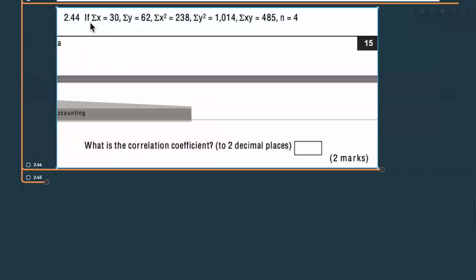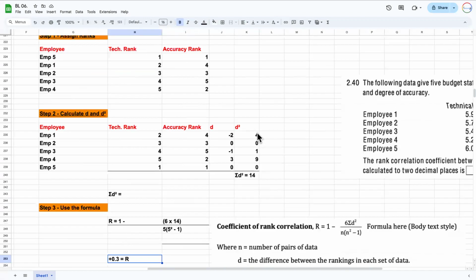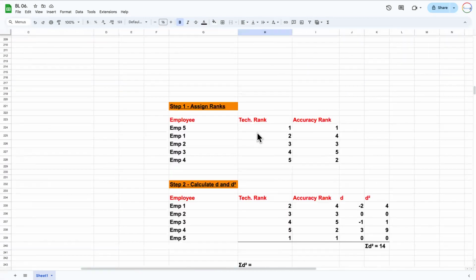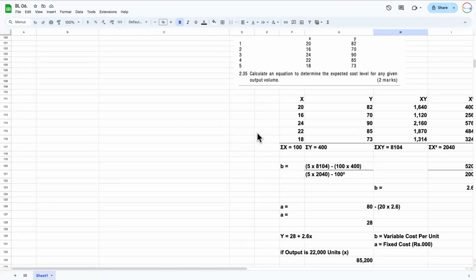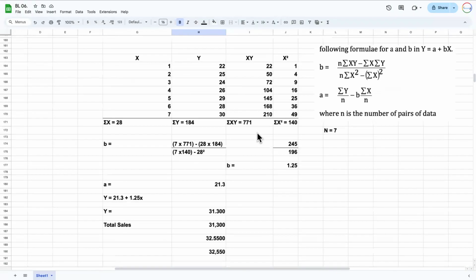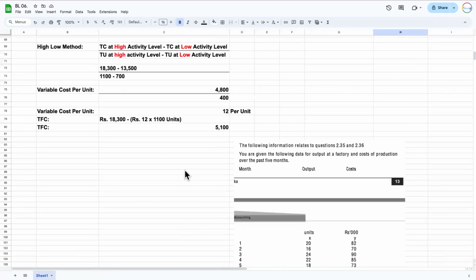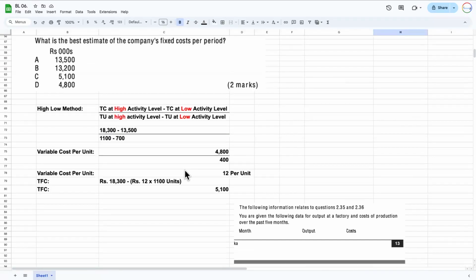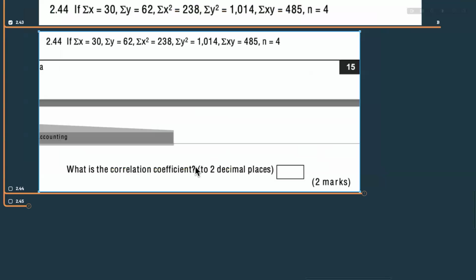And 2.44, they are giving some data. If sigma x something something, what is the correlation coefficient? Right? We know the formula for the correlation coefficient. If we put the formula, we can have the answer. We have done so many questions. So what's the answer to 2.44? Very simple, students. Very simple.